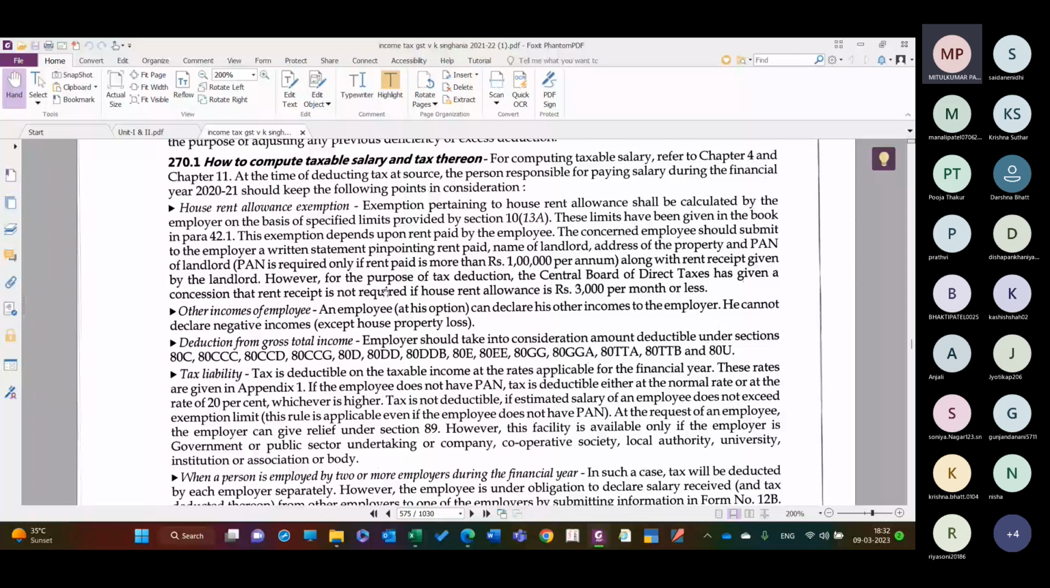Other incomes of the employee: an employee, at his option, can declare his other income to the employer. He cannot declare negative income except the house property loss. So he can also tell the employer about the other income, and the employer has to consider it, calculate the tax that arises on it and deduct it.